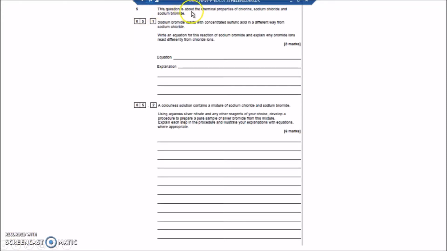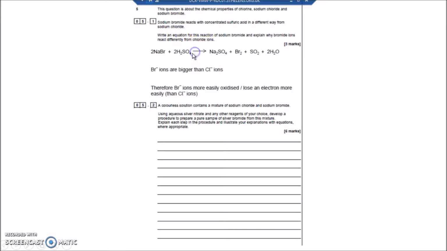Question 5. This question is about the chemical properties of chlorine, sodium chloride and sodium bromide. Sodium bromide reacts with concentrated sulfuric acid in a different way from sodium chloride. Write an equation for this reaction of sodium bromide and explain why bromide ions react differently from chloride ions. So you've got to learn the equation.